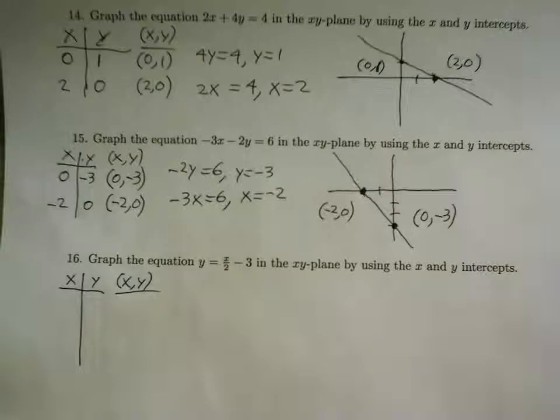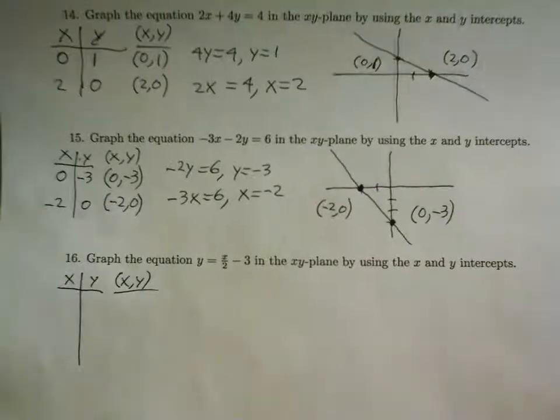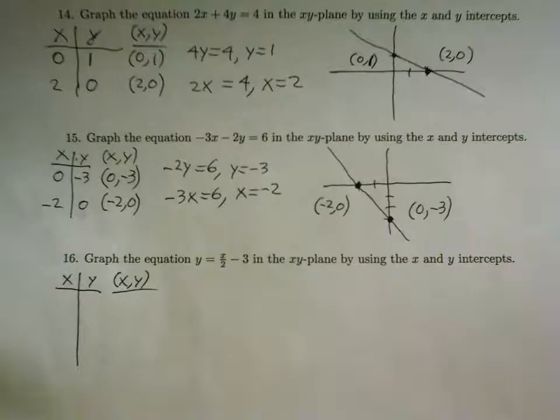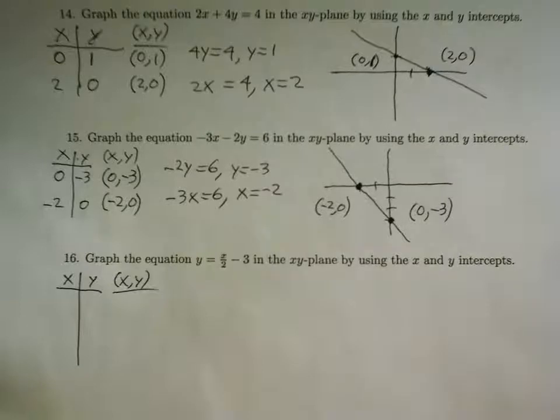Zero, negative 3 for the y-intercept. Yeah, we want the y-intercept too. I mean, that was the y-intercept and the x-intercept. And then 2, negative 2.